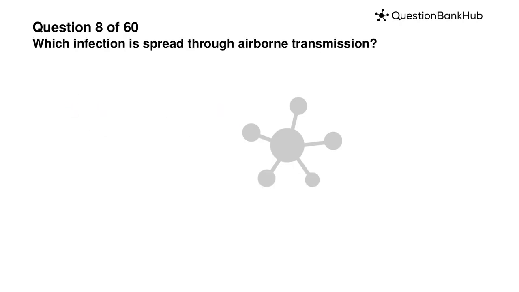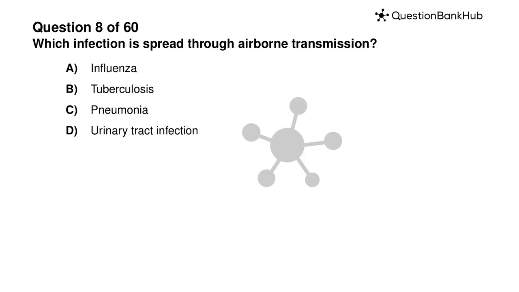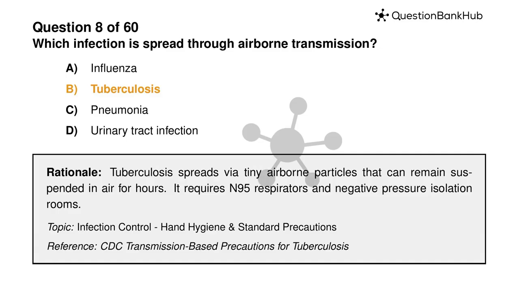Question 8. Which infection is spread through airborne transmission? A. Influenza. B. Tuberculosis. C. Pneumonia. D. Urinary tract infection. The correct answer is B. Tuberculosis. Tuberculosis spreads via tiny airborne particles that can remain suspended in air for hours. It requires N95 respirators and negative pressure isolation rooms.